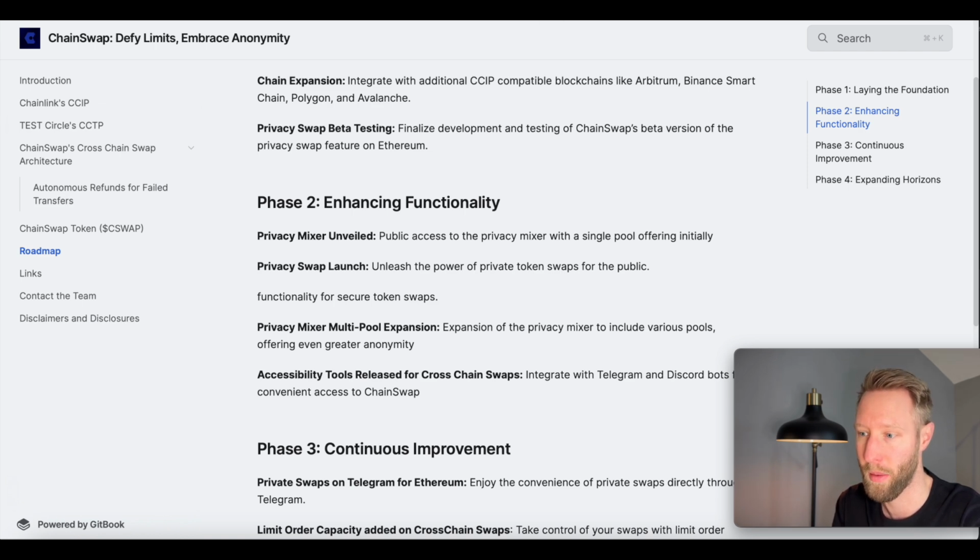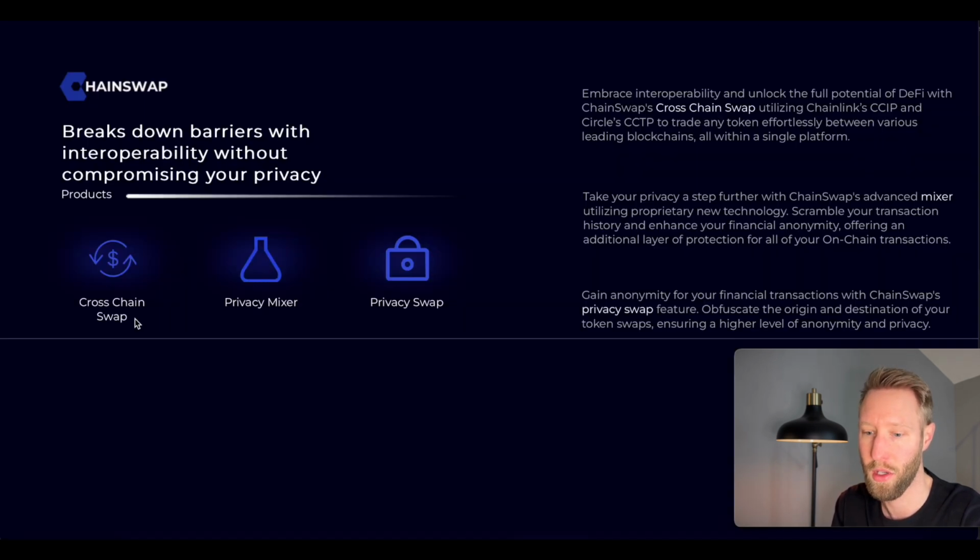And so you can see on the website here as well that they are utilizing cross-chain swap and a privacy mixer to break down the barriers with interoperability without compromising your privacy. So this is definitely something I like to see, right? A lot of people really don't want their transactions to be tracked, right? Or if a scammer finds your wallet, they're not able to track where you're moving the funds to and then try to compromise that wallet address. So definitely something very beneficial in the cryptocurrency space.